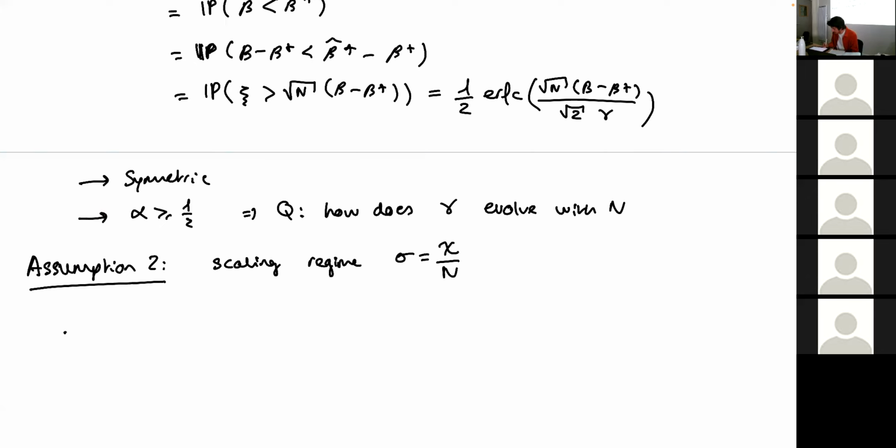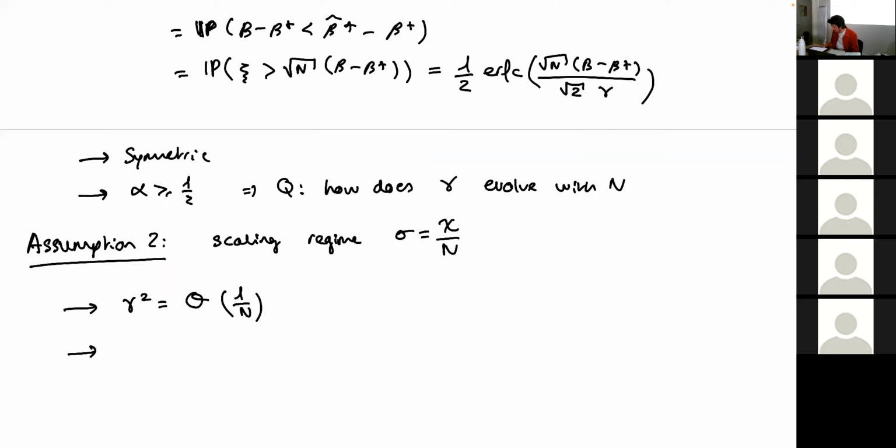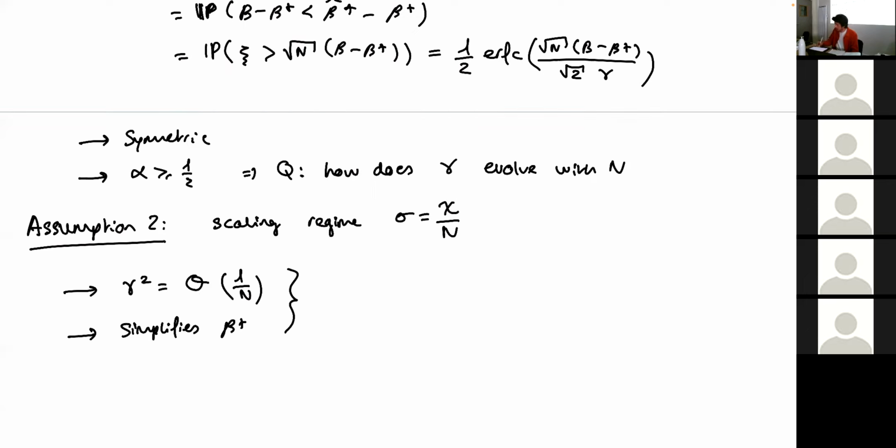If you do so, and I won't show it here, the magic happens, and now the variance of your noise, so the noise relative to the threshold, decays as 1/n. It also simplifies beta plus. If you bring everything together, you now know that Fn of beta is some function h, made of complementary error functions and some constants, that goes as n of beta minus beta plus. So you know the scaling. And I can write a very nice expression for beta plus.